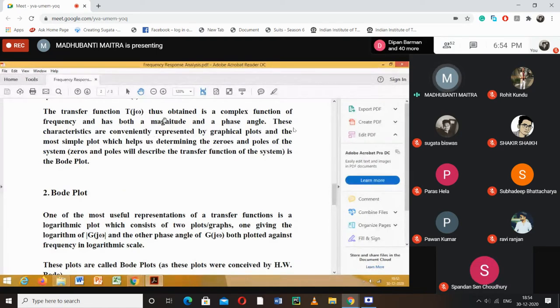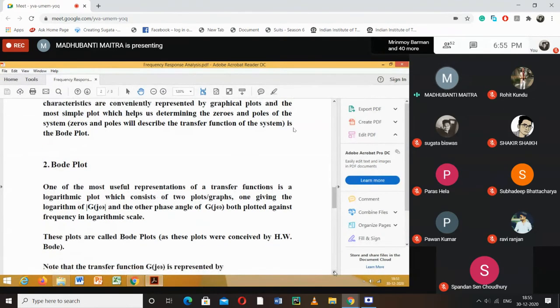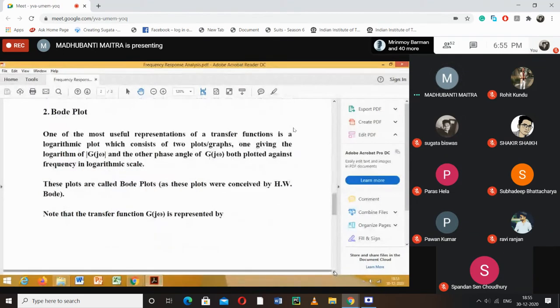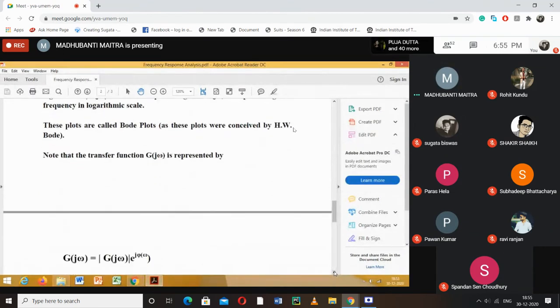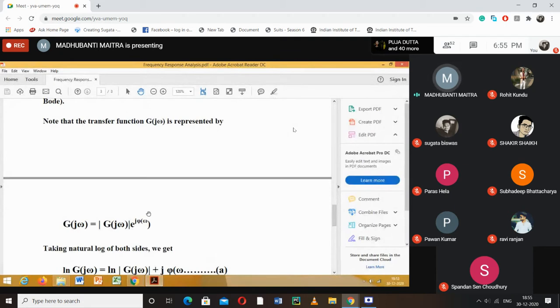So the transfer function T(j omega) thus obtained is a complex function of frequency and has both a magnitude and a phase angle. These characteristics are conveniently represented by graphical plots, and the most simple plot, which helps us determine the zeros and poles of the system, is the Bode plot. Zeros and poles describe the transfer function of the system. So I'm not going into the details of Bode plot. Basic points are written in this particular material.